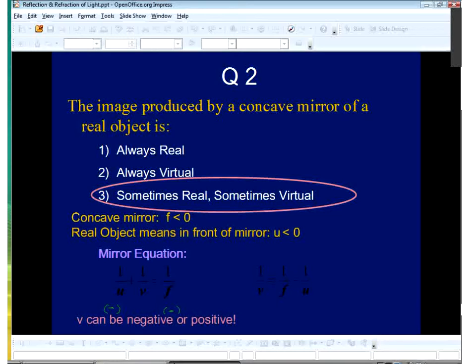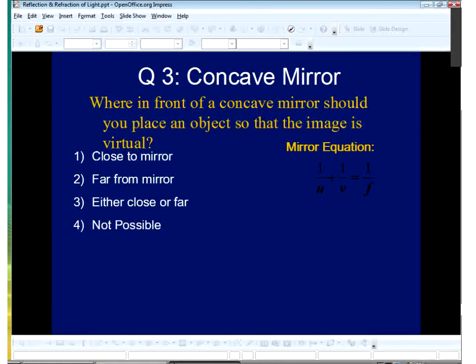V can be negative or positive. If V is positive, image is on the right side, it is virtual. If V is negative, image is on the left side, it is real. Any questions? Let me know. Now try this one.